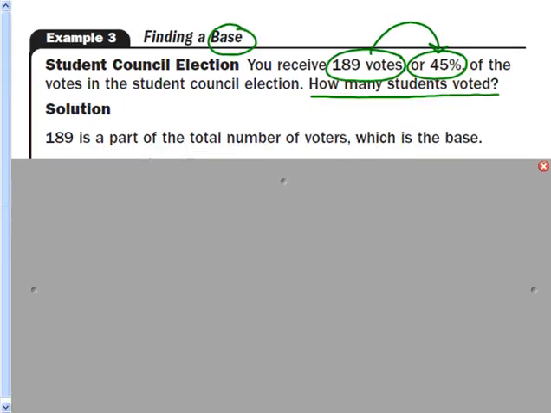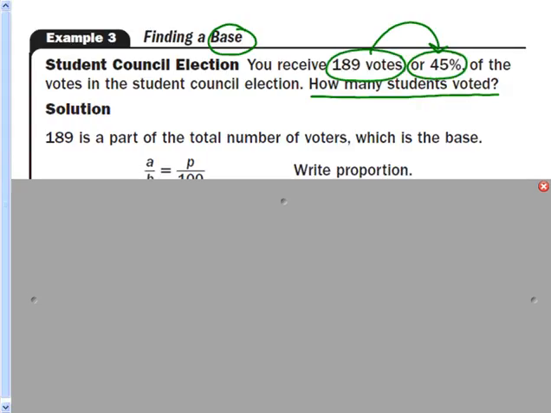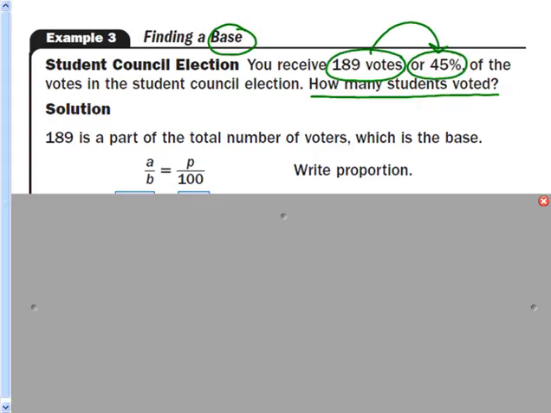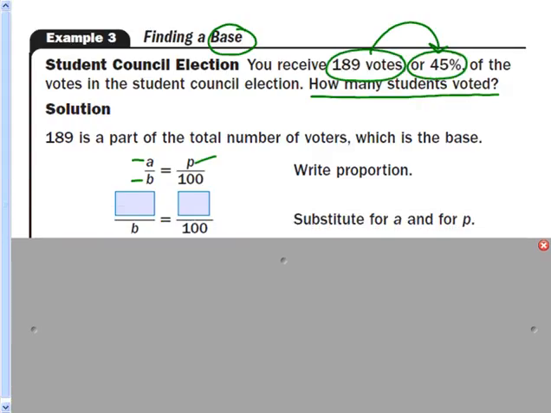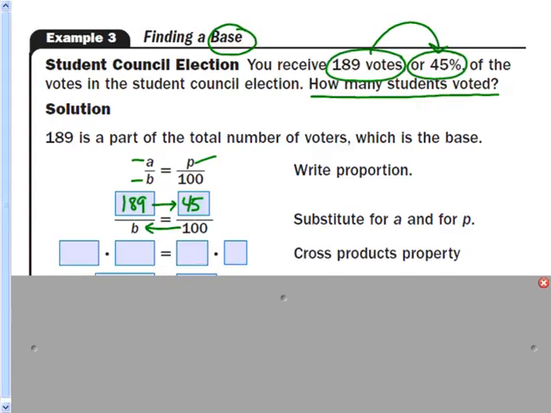Here's their solution. So first they're thinking and stating 189 is a part of the total number of voters, which is the base. Here's that old proportion again. Part over whole, percent over 100. Let's substitute some numbers in. We know that 189 votes, the part that you got, is 45% of the vote. So 45 goes over 100. 189 is across from 45. What we don't know is what's 100% of the votes. How many votes total were there?